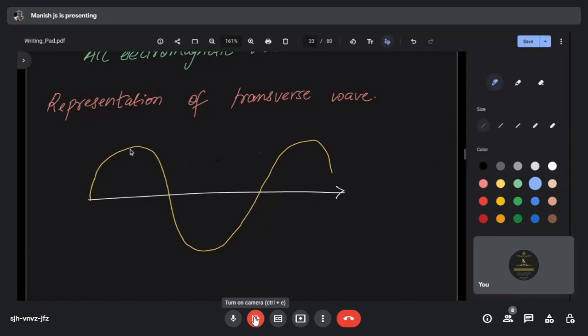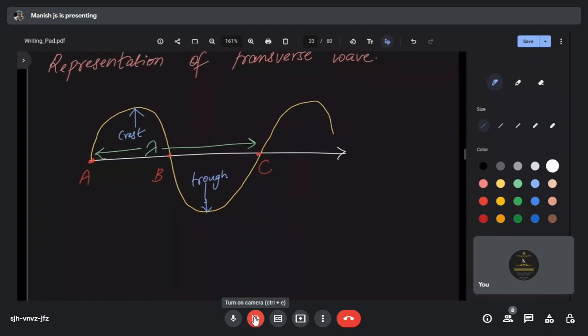Here you call this a crest, the maximum height which is reached, and this is a trough. So a series of crest and trough. Now let us mark some points. This is point A, say this is point B, and this is point C. So one complete wavelength is one full crest plus one full trough. That is what we call one full wavelength. So that complete region is one full wavelength. One wavelength is lambda. Lambda is the symbol for wavelength.